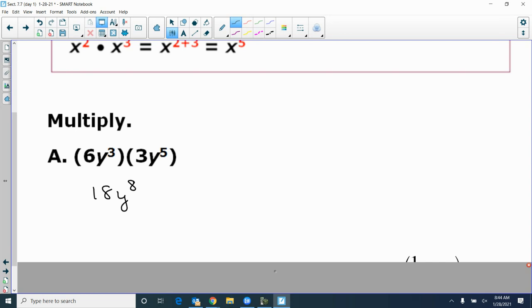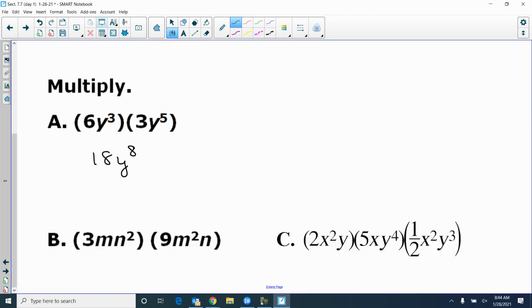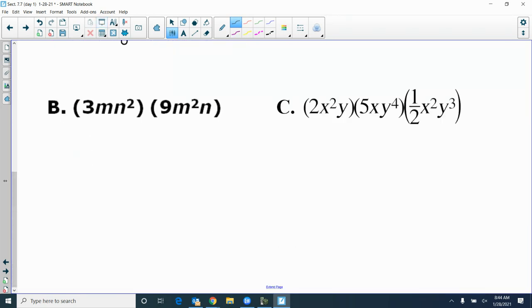All right, what's the second one? Okay. All right, on the second one, 3mn squared times 9m squared n. Multiply the coefficients in front together. Okay, so 3 times 9 is 27. m times m squared. All right. Sam, what's that going to be? Or what's the rest of it going to be? What do you think? Would it be 3m? Or no, I meant m to the third and then n to the second.